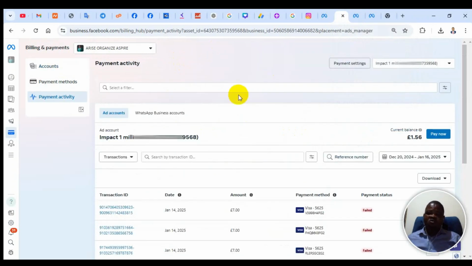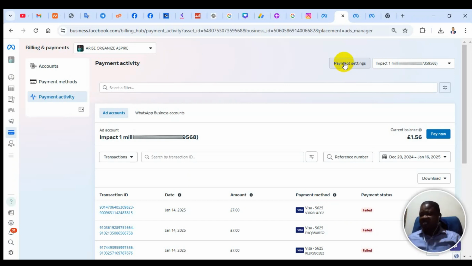Now if you have that amount of money and it is still not going through, then my second advice is that you change the debit card. Some debit cards maybe have not been activated for online transactions, so you may try to do the temporary hold and it doesn't go through, so you can change the card.